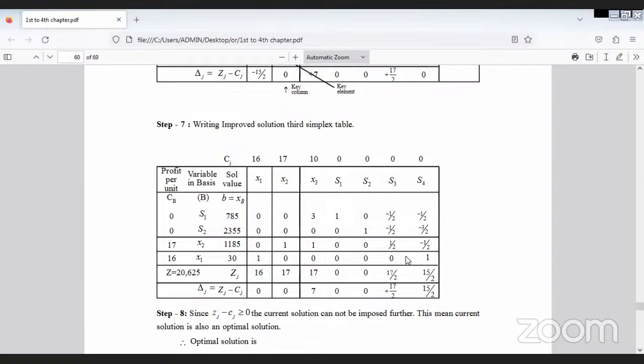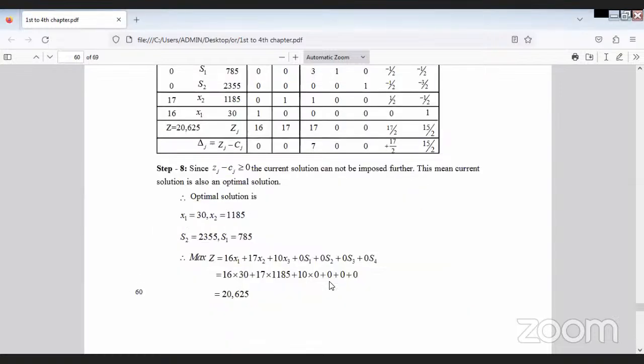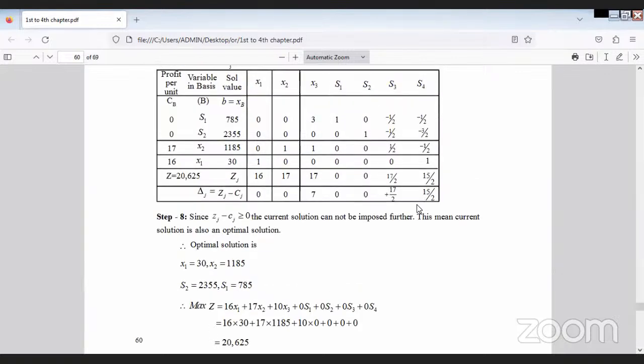Minus 1 by 2, minus 1 by 2, 0, 17 by 2, 17 by 2. So Zj minus Cj is equal to 0. All the negative values have gone, and all the positive values come here. So therefore Z is 0. The optimal solution is x1 is equal to 30.